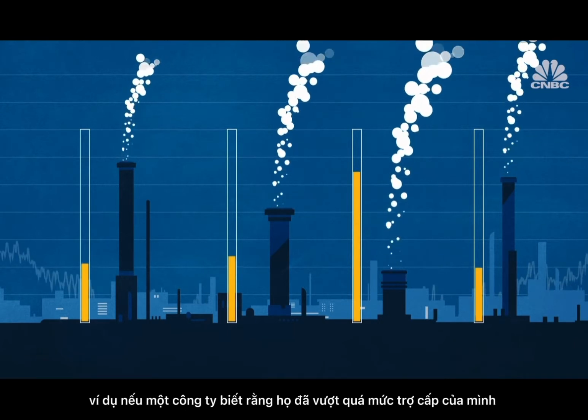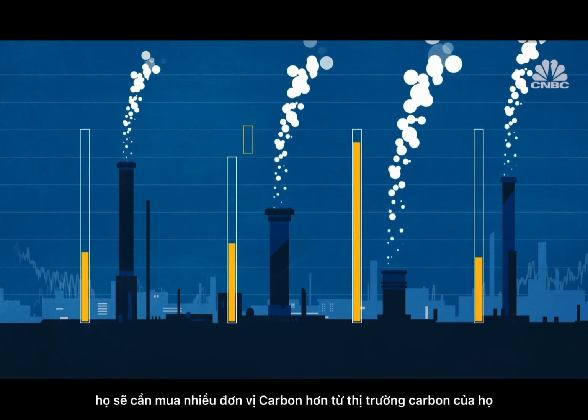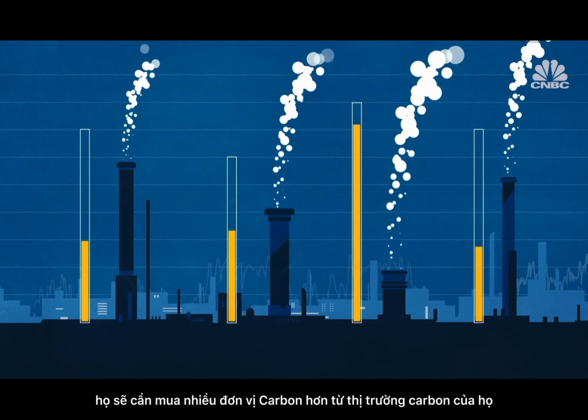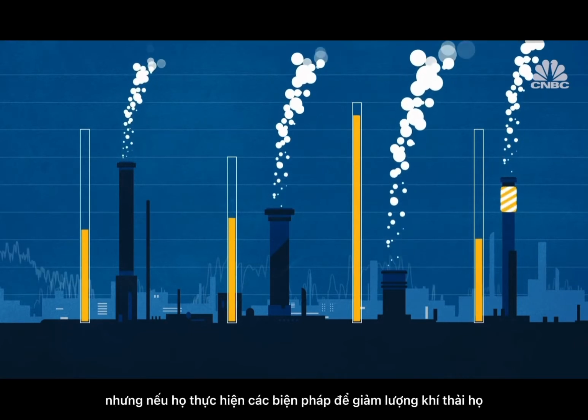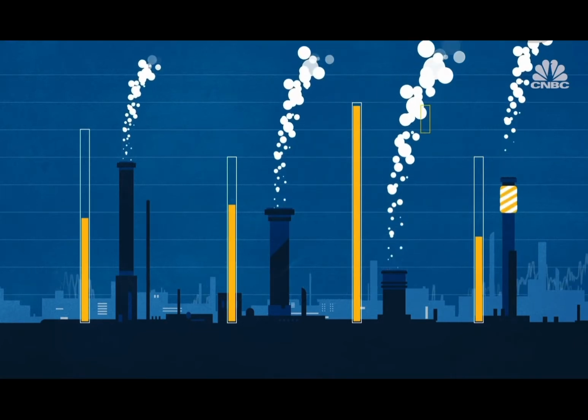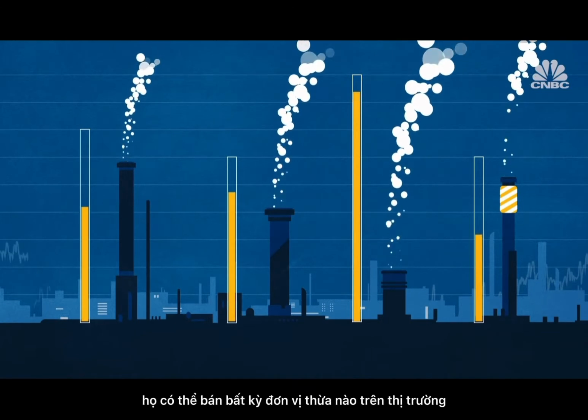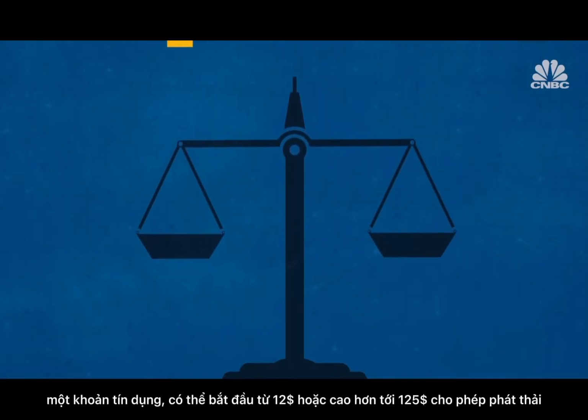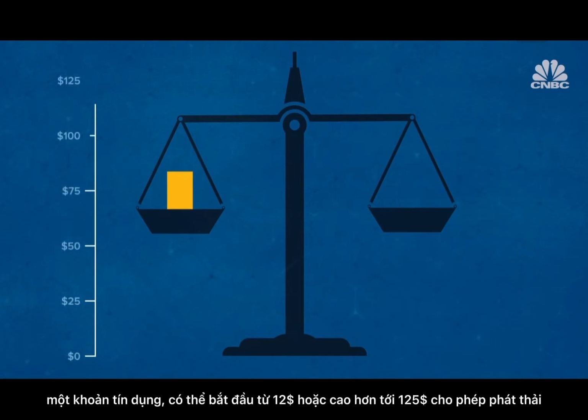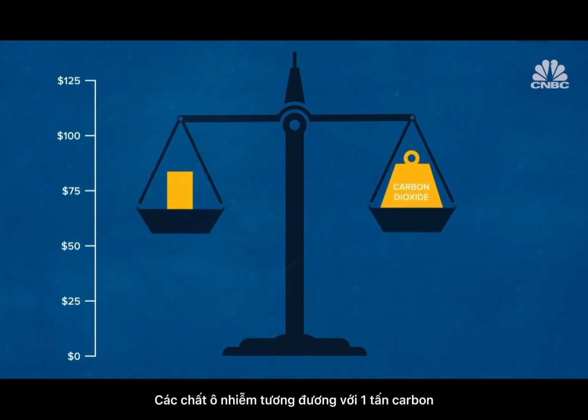If, for example, a company knows they have gone over their allowance, then they will need to buy more carbon units from their carbon market. But if they implemented measures to reduce their emissions, they can sell any excess units on the market. A credit, which can start from $12 or run as high as $125, allows for the emissions of pollutants equivalent to 1 tonne of carbon dioxide.